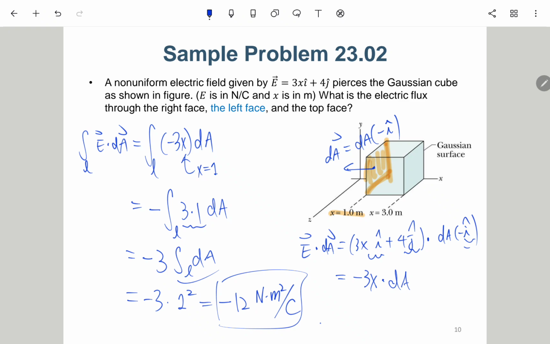This is similar to the previous case. The only difference is that for the right face, x is 3, so we put in 3 here, and for this case x is 1, so we put a 1 here. The other difference is that for the right face, dA was pointing to the right side, so we had a positive value, but here dA points to the left side, so we have a negative value.